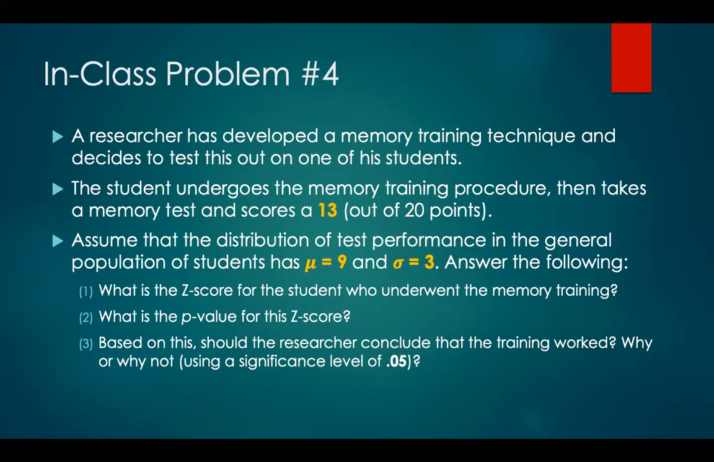And I want you to answer the following. What is the z-score for the student who underwent the memory training using these three pieces of information? What is the p-value for this z-score in a one-tailed test? And based on this, should the researcher conclude that the training worked? Why or why not? Using a significance level or a p-value cutoff of 0.05.